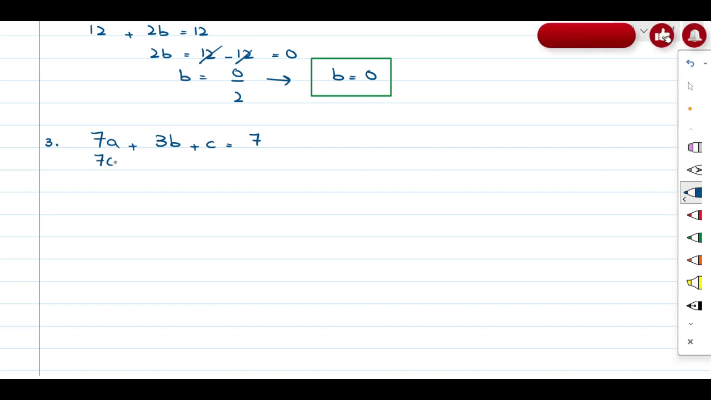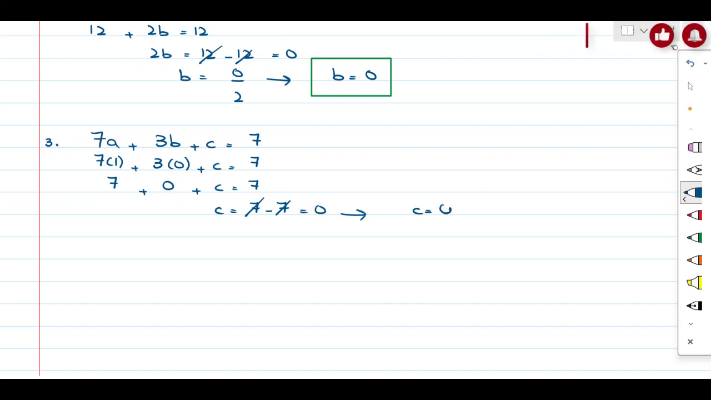So 7a, a value is 1, plus 3, b value is 0, plus c, equals 7. 7 times 1 is 7, plus 0, plus c, equals 7. So c is 7 and shift this 7 to the other side, minus 7, so it is cancelled out. We have just 0. So c is also equal to 0.